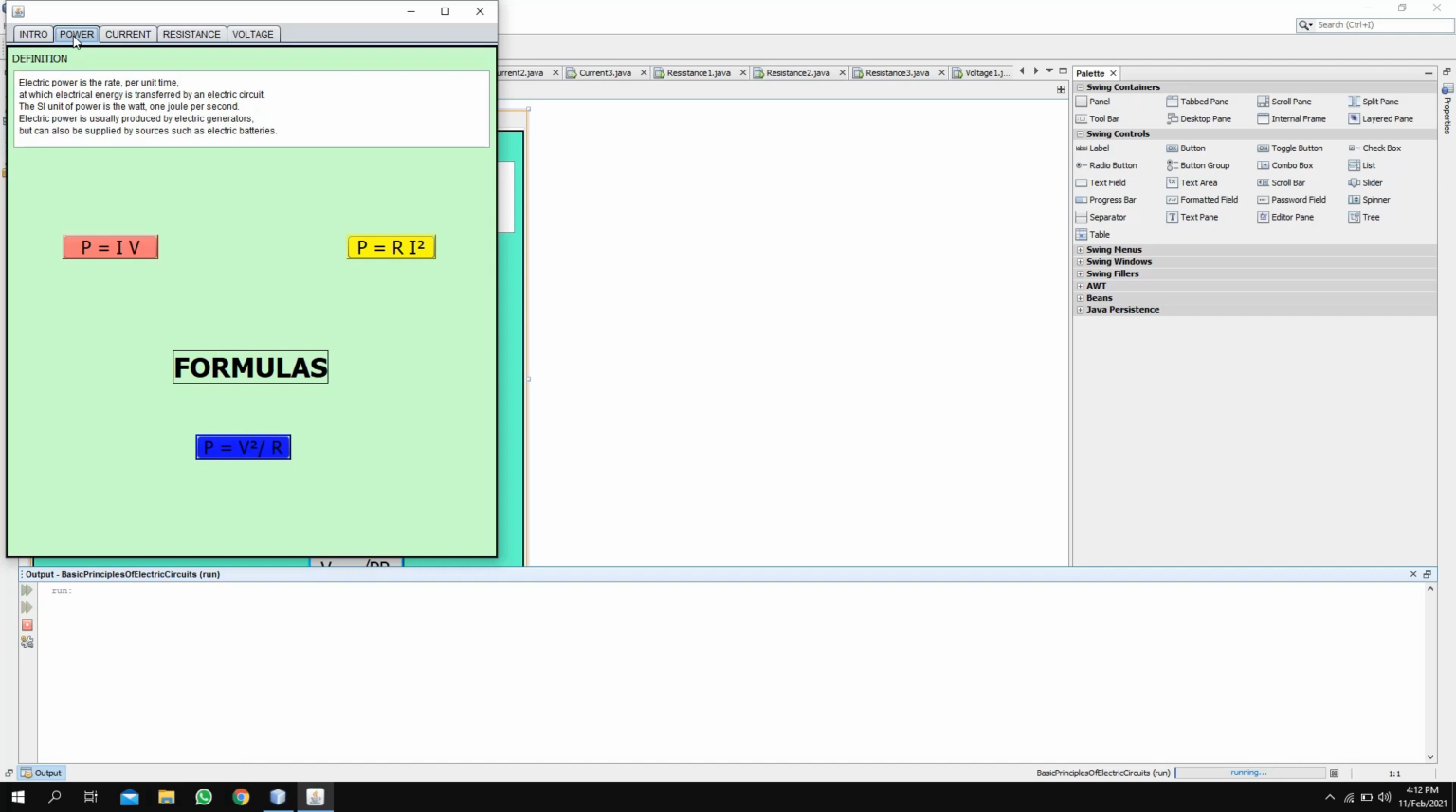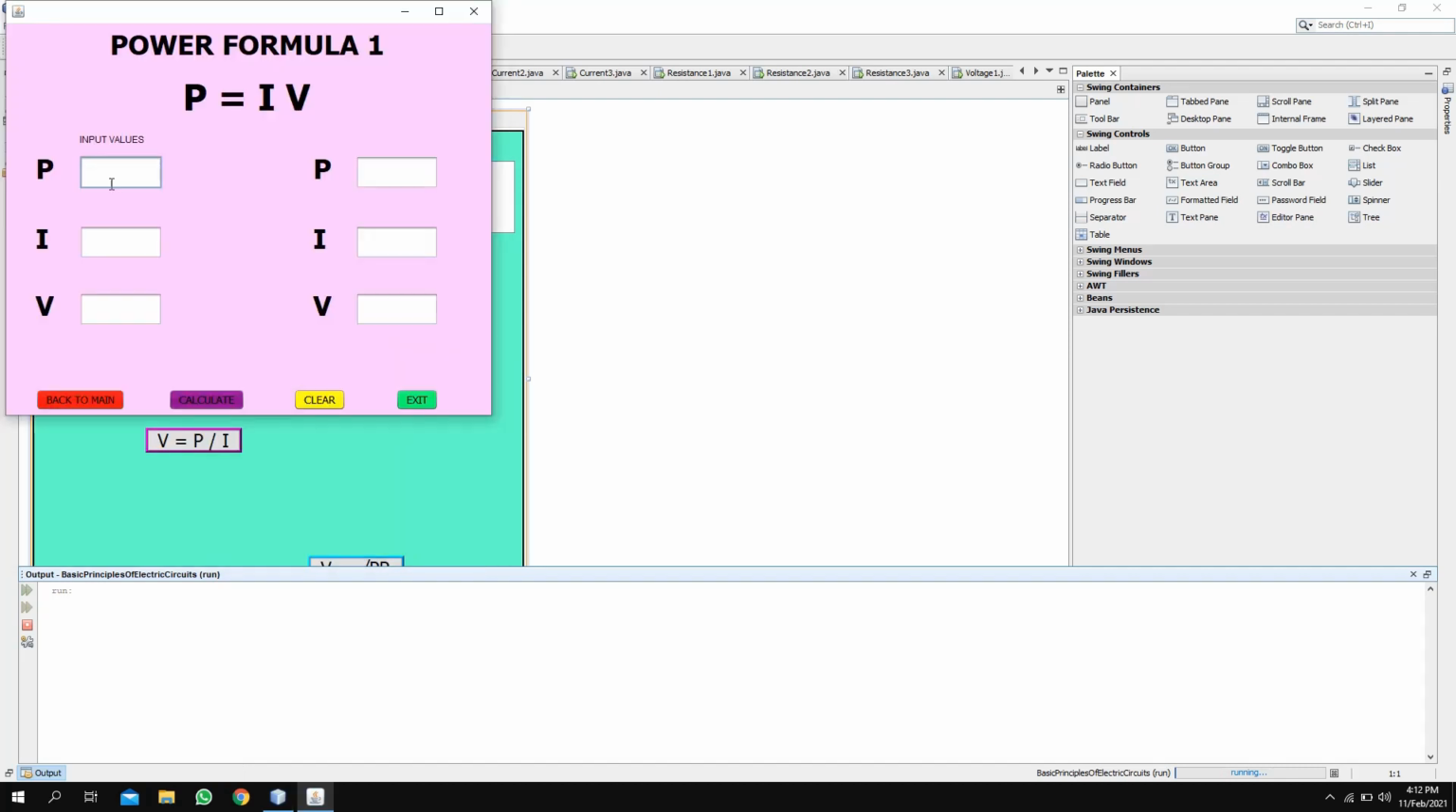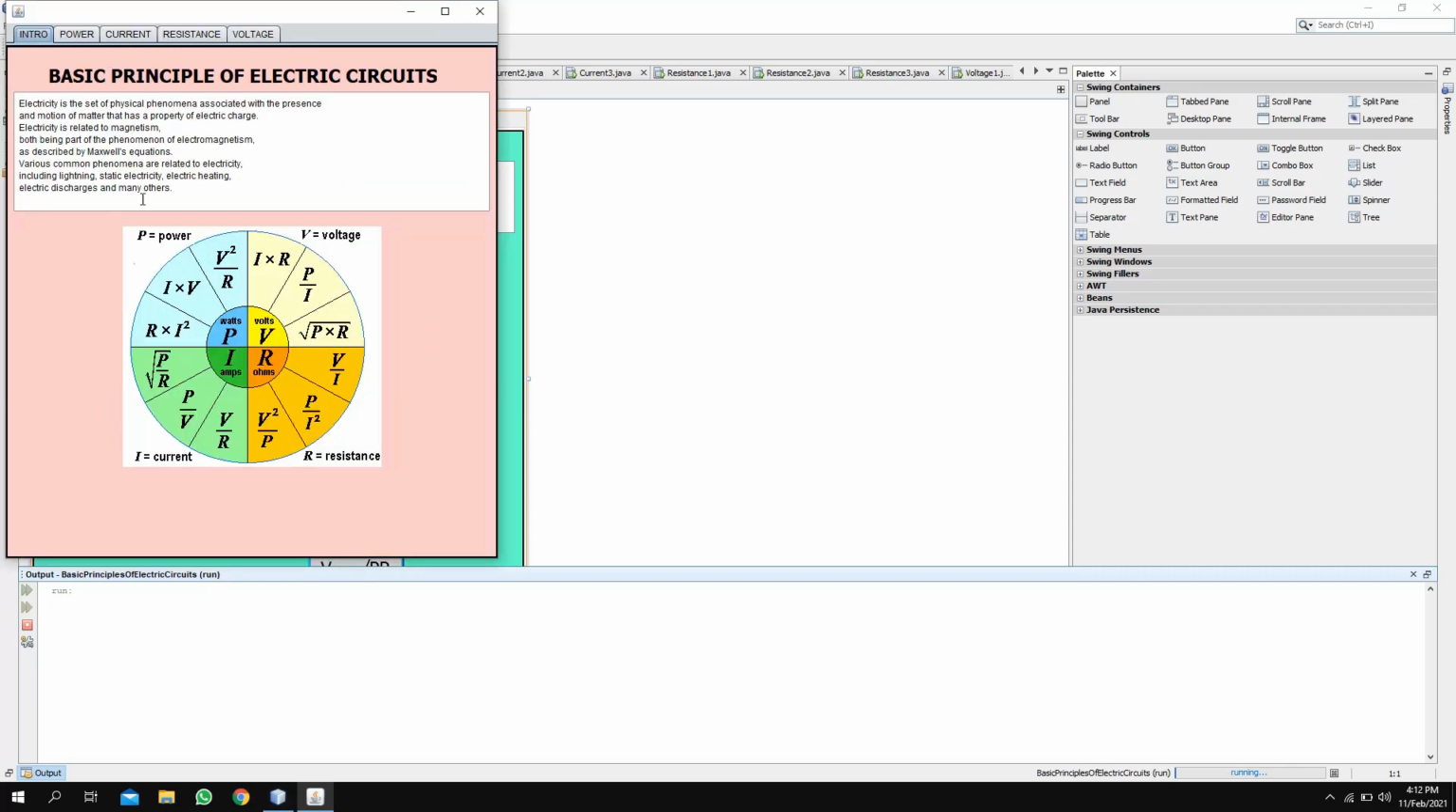Okay, so try to click this. Alright, so this is where you input your values and the results you will get here. We have four buttons down here: back to main, calculate, clear, and exit. When you click this button, it will go back here.